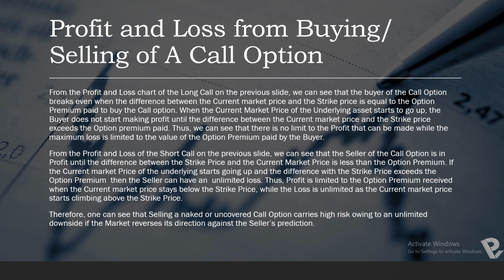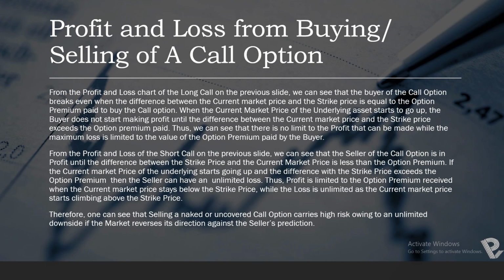From the profit and loss of the short call on the previous slide, we can see that the seller of the call option is in profit as long as the difference between the current market price and the strike price is less than the option premium received. If the current market price of the underlying starts going up and the difference with the strike price exceeds the option premium, then the seller can have an unlimited loss. Thus, profit is limited to the option premium received when the market price stays below the strike price, while the loss is unlimited as the current market price starts climbing above the strike price.